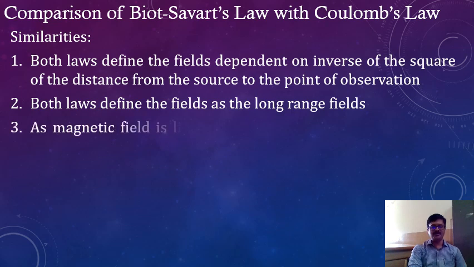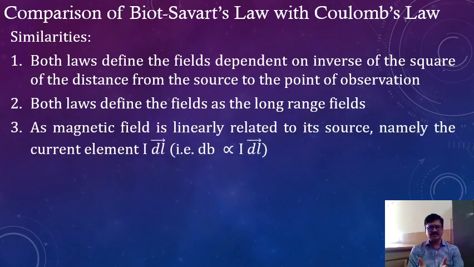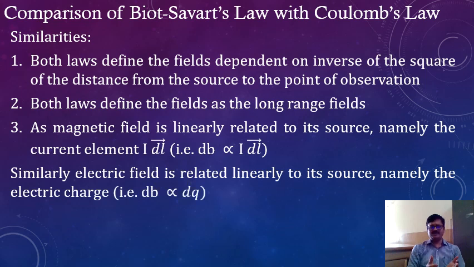Then third similarity: the magnetic field is linearly related to its source, namely the current element I dl. That means during Biot-Savart law I have told you that dB is directly proportional to I, dB is directly proportional to dl. So very clearly dB is proportional to what? I dl, right? Similarly, the electric field is related linearly to its source, namely the electric charge, and we know that dE is directly proportional to dq.